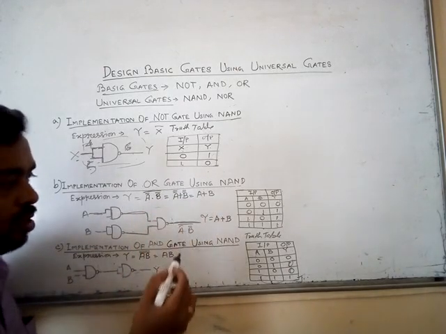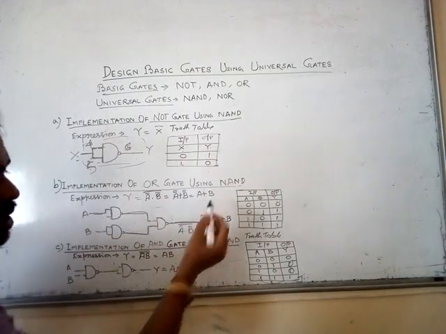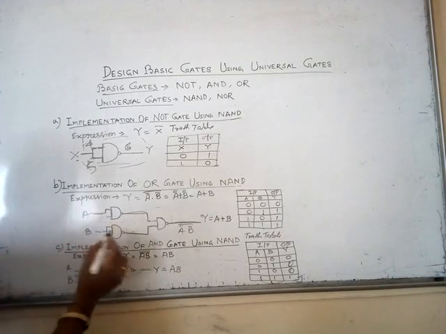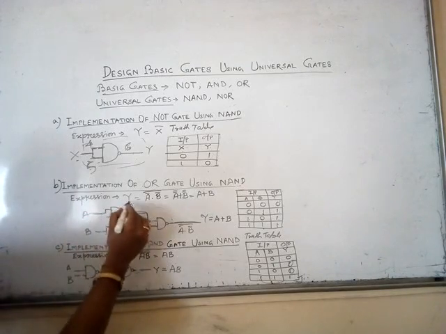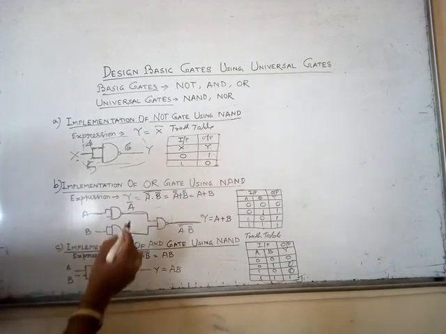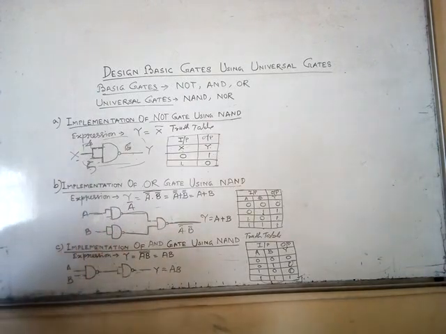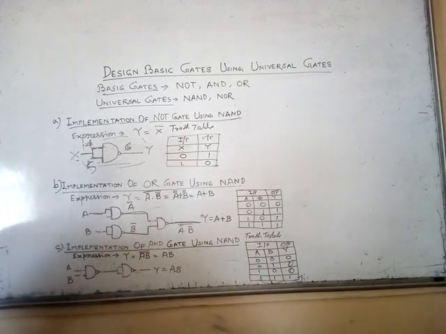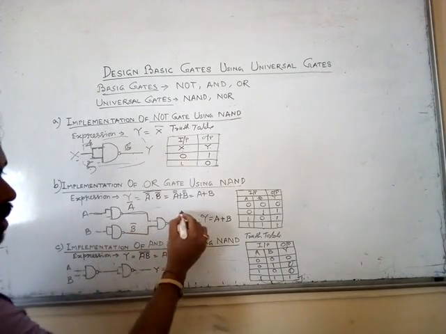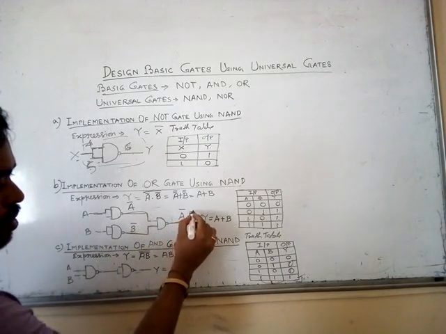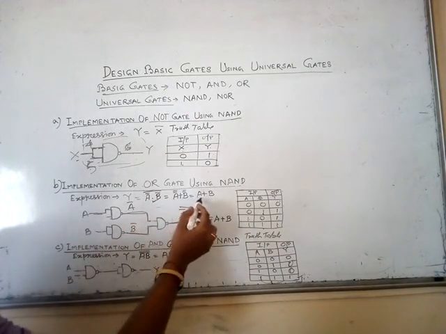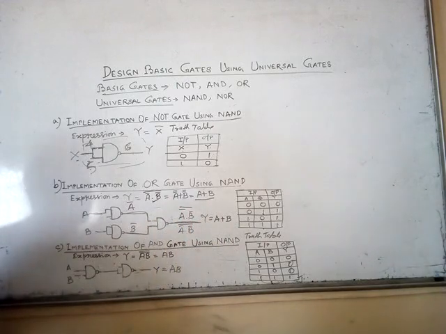As you know, De Morgan's theorem is A + B. How do you get it? If I take A, we get the output A bar. If we get input B, the output is B bar. Then the output will be (A bar dot B bar) whole bar, and you can get the expression A + B.